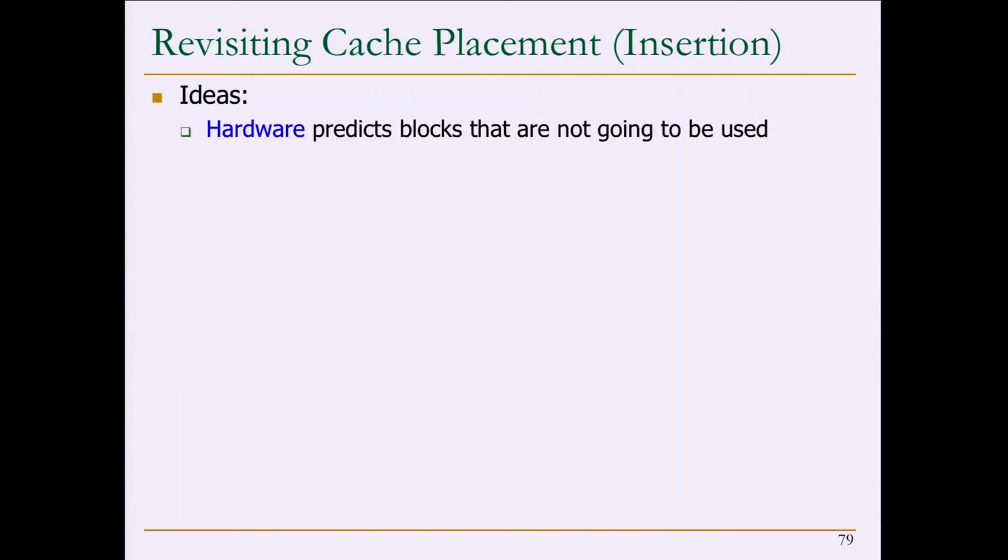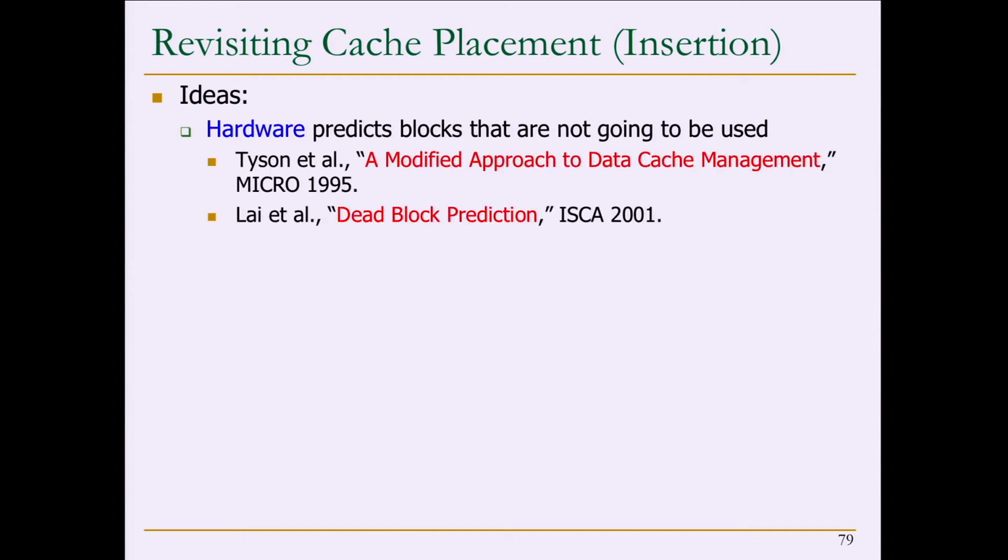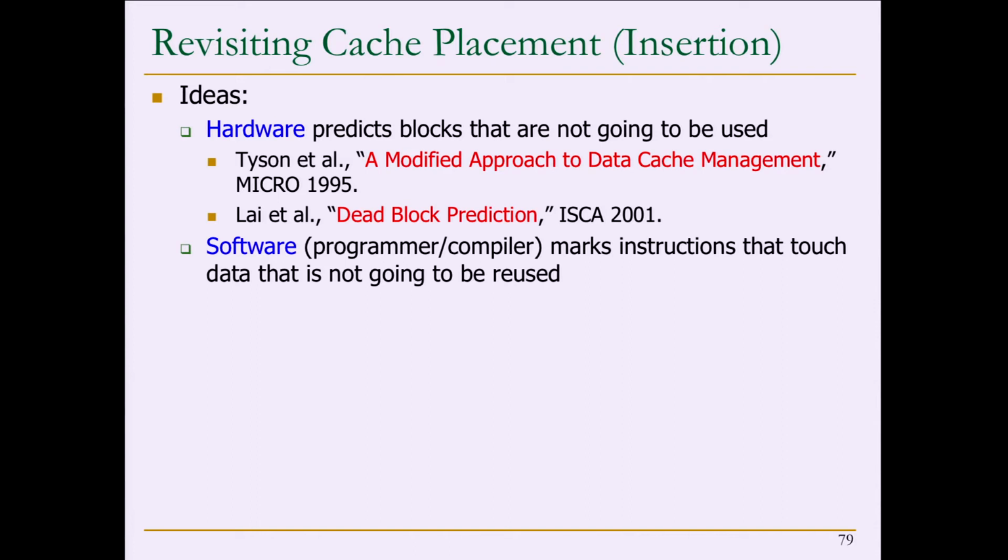So there are a bunch of ideas over here. Hardware can predict blocks that are not going to be used. There's actually a nice paper that talks about this, like 22 years ago now, and this is also called dead block prediction. You could do this prediction at the software level. Maybe if the programmer or the compiler knows that some instructions touch data that's not going to be reused, they can tell that. You could do that in an Intel architecture, for example, with prefetch NTA instructions, non-temporal loads.